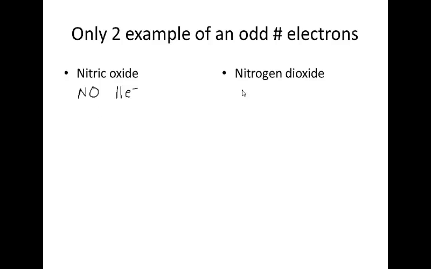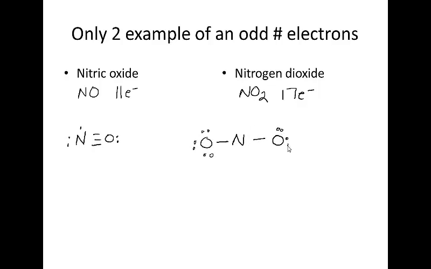The same for nitrogen dioxide. You tally up these electrons, you get 17. These are the only 2 examples where there is an odd number of electrons. Notice they both contain nitrogen. And when you draw the structures, there's a single, unpaired electron on the nitrogen. These are the only 2 examples.